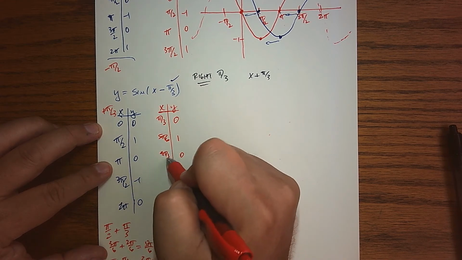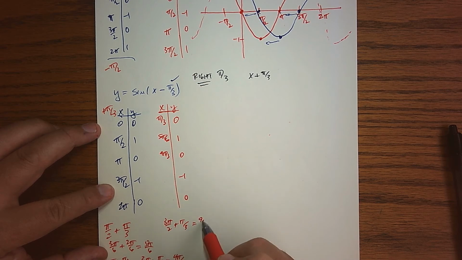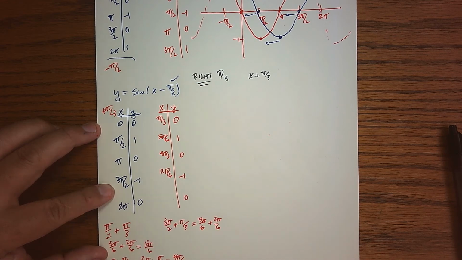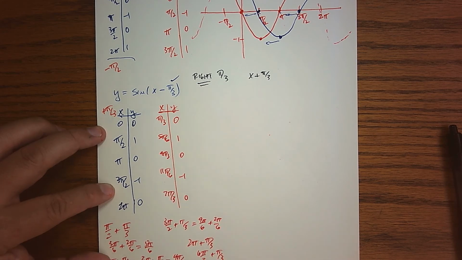Okay, 3 pi over 2 plus pi over 3, right? Well, again, common denominator, this would be 9 pi over 6 plus 2 pi over 6. That looks like 11 pi over 6. And then 2 pi plus pi over 3, right? That's 6 pi over 3. So it looks like we have 7 pi over 3.